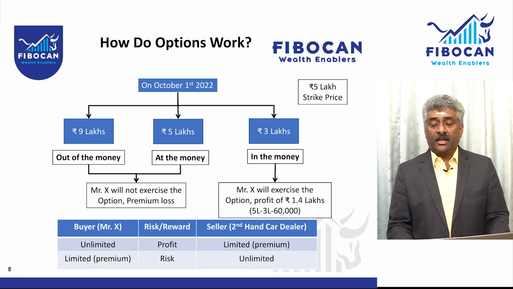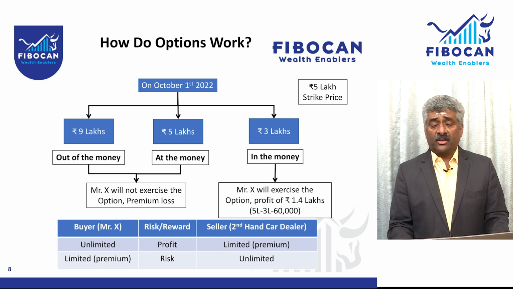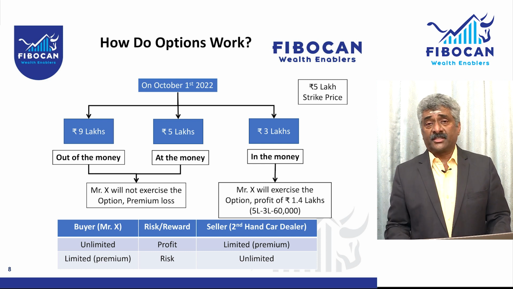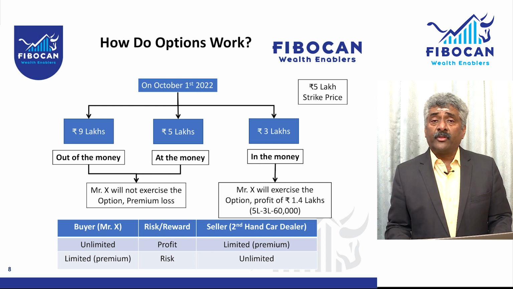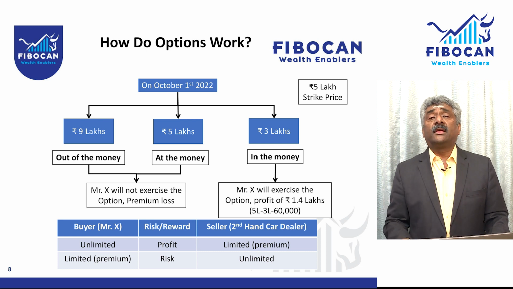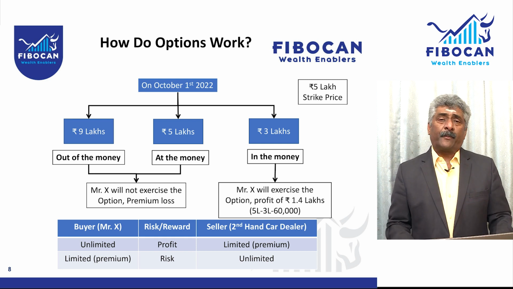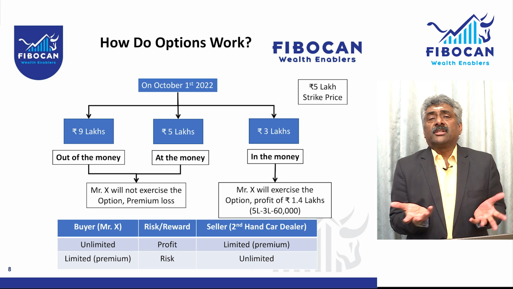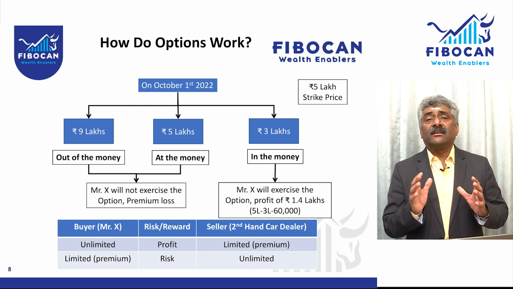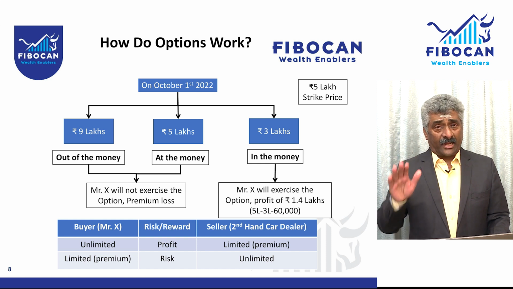Whereas for the option seller, in this case, he is incurring a loss of 1.4 lakhs, because that is the profit of Mr. X. Suppose the old car were to sell in the market for 1 lakh, his loss increases by another 2 lakhs, to 3.4 lakhs. So the loss is exponential. Theoretically it is exponential, but practically there will be limits, because of how much it can go down or how much it can go up. But theoretically, the loss is unlimited for a seller, not the seller of the car.